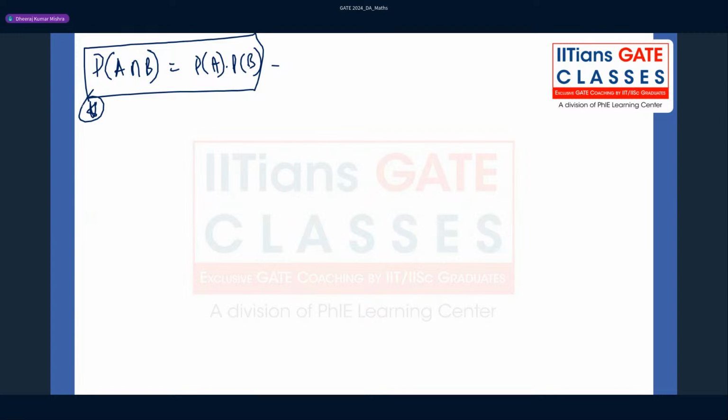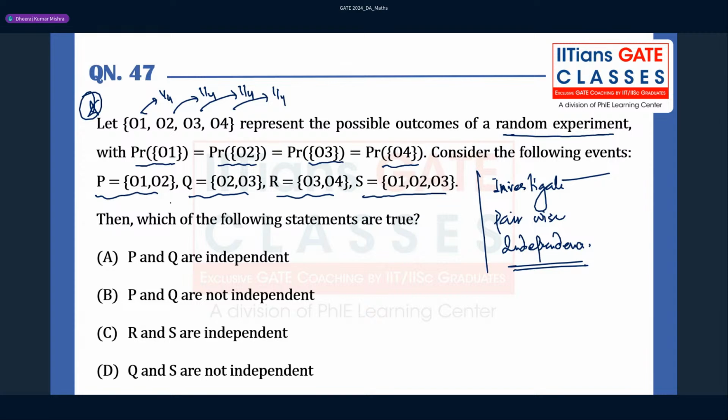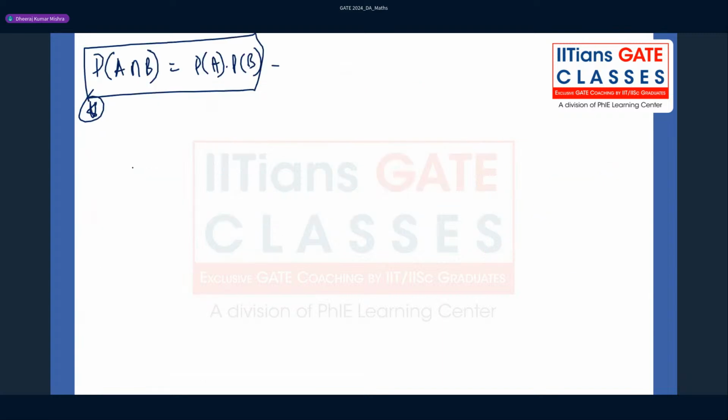So what you can do here is, there are P and Q. First of all, let us investigate. What is common between these? Common is O2. We can write here that P is given as O1 and O2, and Q is given as O2 and O3.